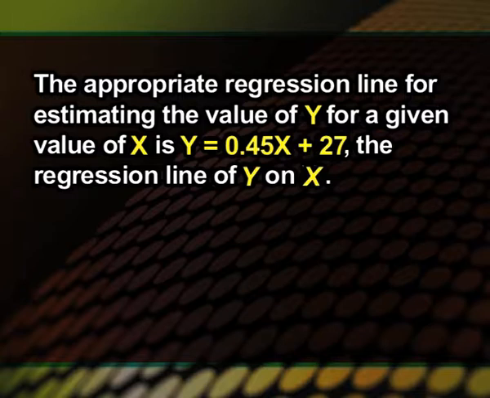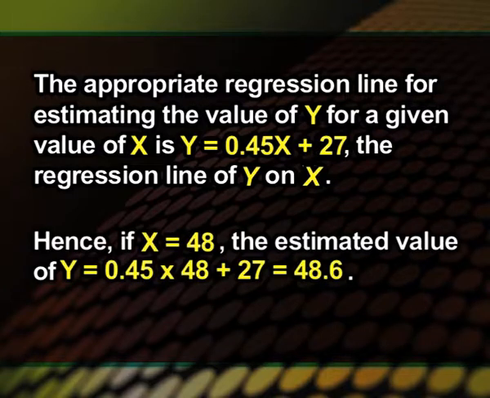Now the appropriate regression line for estimating the value of y for a given value of x is y equals 0.45x plus 27, the regression line of y on x. Hence, if we substitute x equal to 48 in the equation, the estimated value of y will be 0.45 times 48 plus 27, which gives us the y value as 48.6.